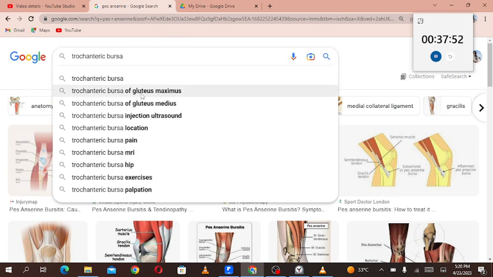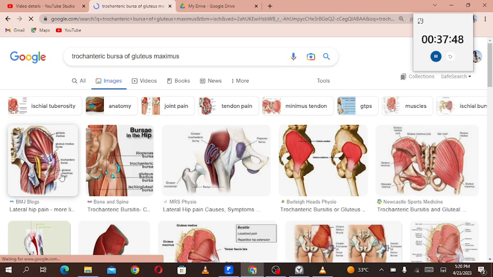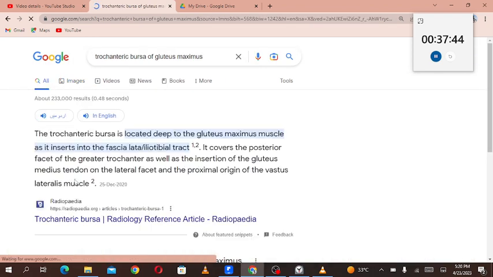The trochanteric bursa is located over here. It is located deep to the gluteus maximus muscle as it inserts on the fascia lata or iliotibial band. It covers the posterior facet of the greater trochanter as well as the insertion of the gluteus medius tendon on the lateral facet of the proximal region of the vastus lateralis.